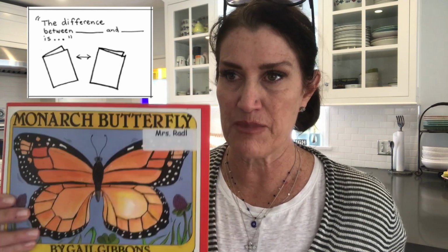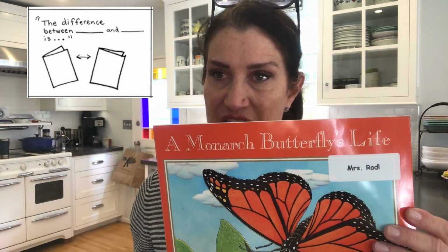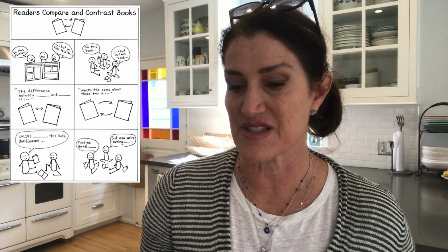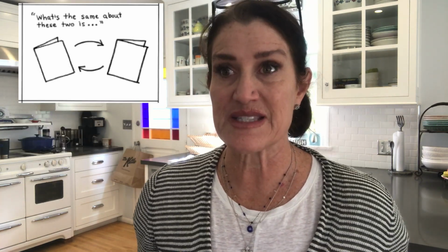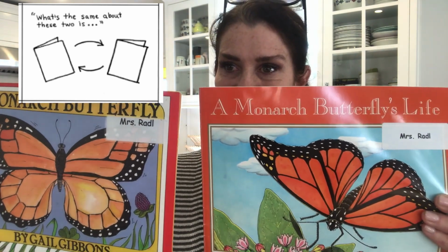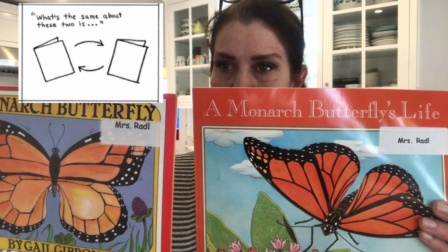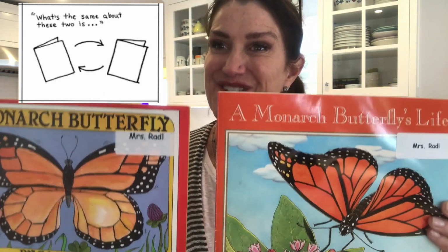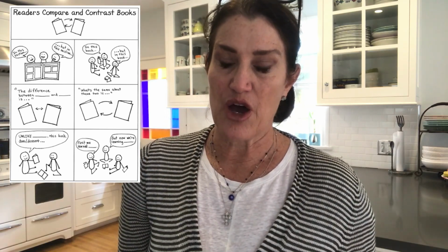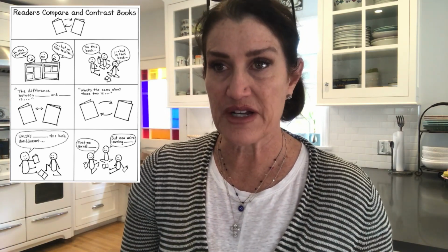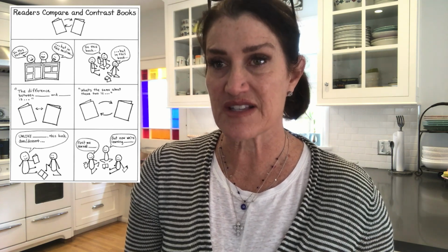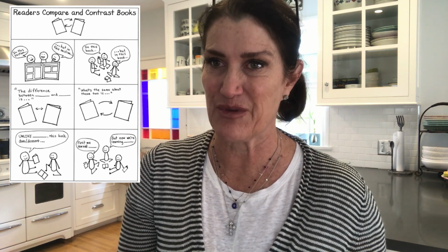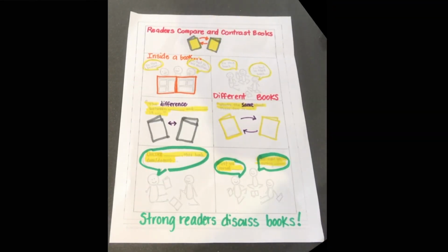And you might use these words: The difference between the Monarch Butterfly and the Monarch Butterfly's Life is, and you'll fill in the blanks when you have a discussion. What's the same about these books? I want you to look closely and see what is the same. We can get some information from the covers. They're both about monarch butterflies. You're right. Okay, I just want to remind you, strong readers discuss books. So please be discussing what you're reading with your adults or with your siblings every day when you're doing reading workshop. Okay, readers, here we go.